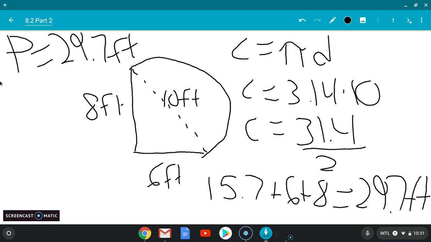So you have to recognize what two types of shapes you have smushed together. So here we had a triangle. We don't really have to do anything special. We just had to add our 6 and our 8 together. But here we had to do some calculations to figure out the semicircle, right? We did our circumference formula. We divided by 2 because it's only half of a circle, right? And we got 15.7. We added that for our 6 and our 8, and we got 29.7 feet. Okay. Let's do one more example.